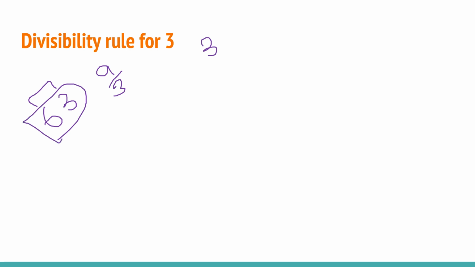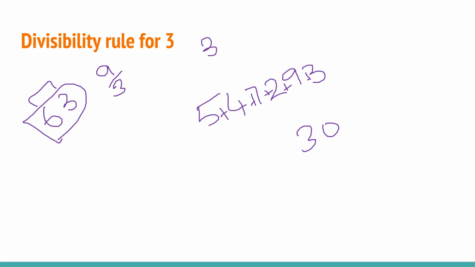So let us take some big number. So 5, 4, 7, 2, 9, 3, right? So this is a big number. In such cases, we cannot divide it by 3 continuously to check if the number is divisible by 3, right? So in such cases, we can just simply add the digits. Adding these numbers, we get 5 plus 4, 9, 18, 27, 30. So 30 is divisible by 3. Therefore, 5, 4, 7, 2, 9, 3 is also divisible by 3.